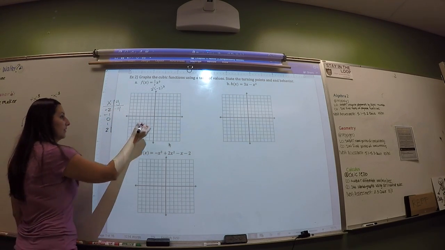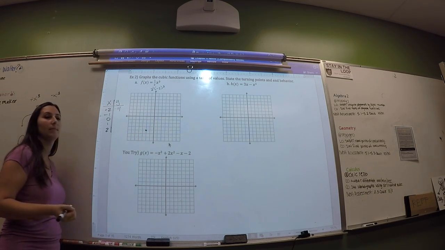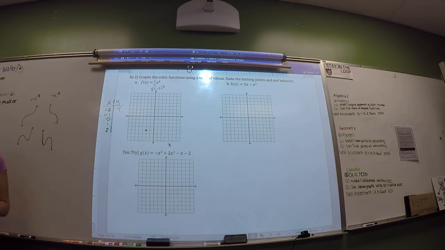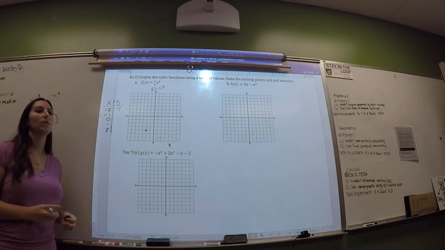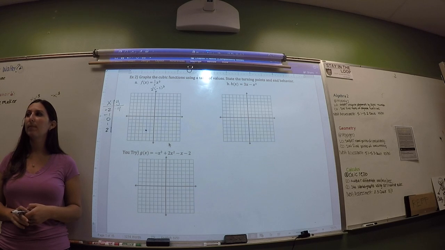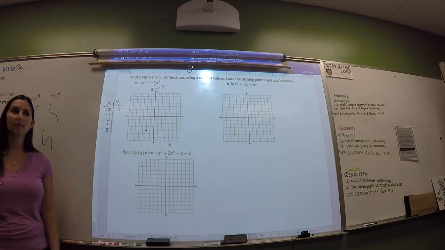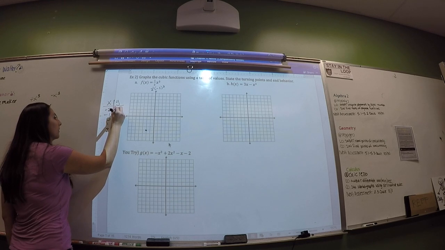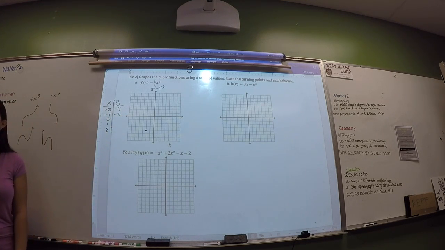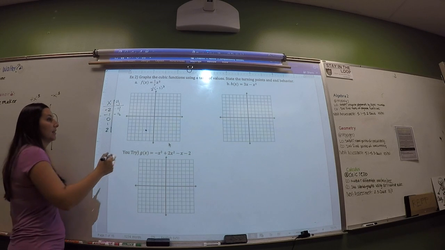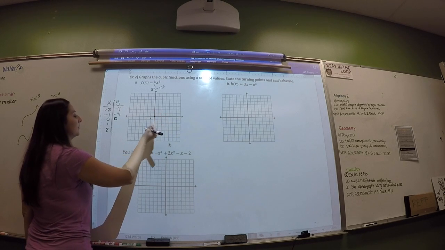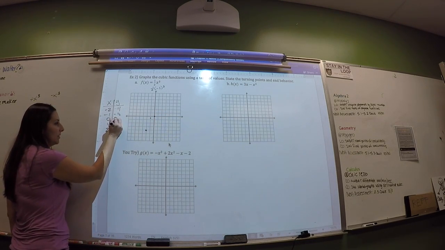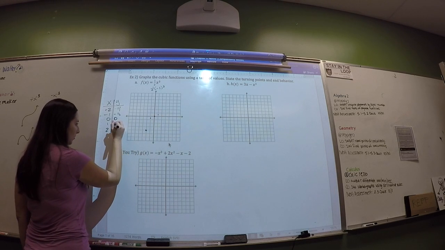Graph it. Then you're going to plug in -1. So what's -1 cubed? Take half of it. -1/2. So fraction, decimal, I don't care, whatever you want to do. So graph that. 0, 0. Okay, 0, 0. 1 is going to be 1/2. 2 is going to be +4.